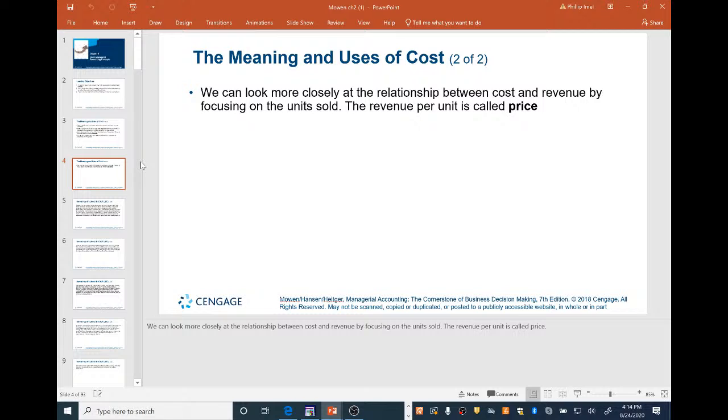We can look more closely at the relationship between cost and revenue by focusing on the units sold. So the revenue per unit is called price. We know that when we buy something, that's how much it costs, and then when we sell it, that's how much we're going to charge people for it, and that's ultimately the price, right? So just basic terminology here, cost, price. I think we're all solid on all this so far.